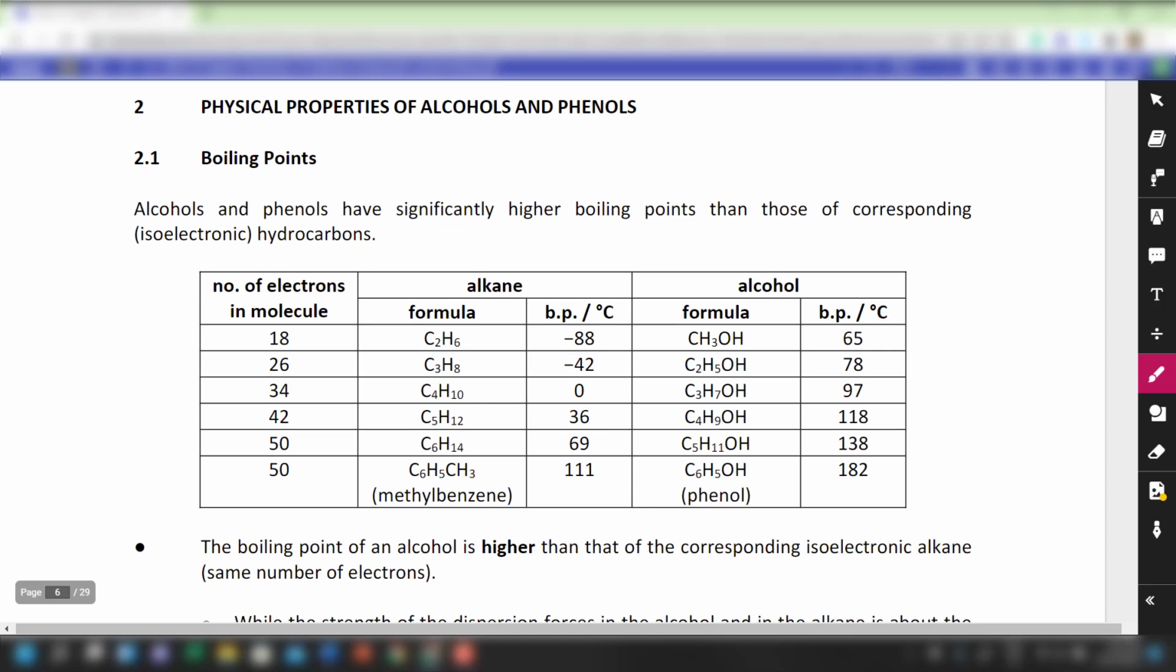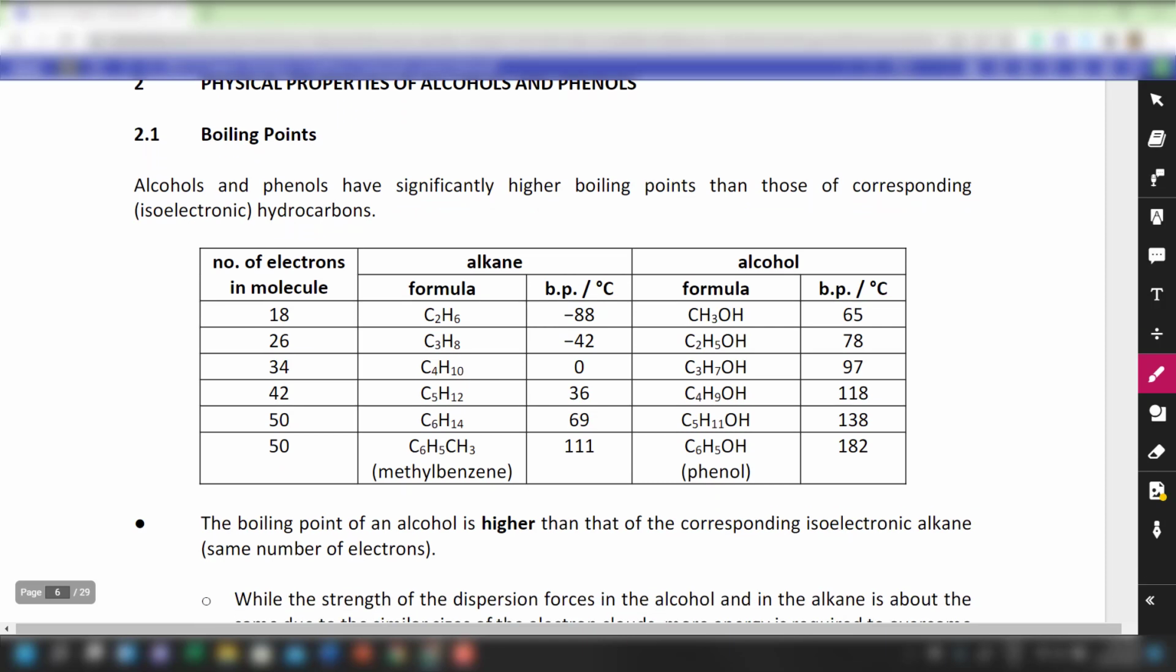Basically, if you compare the alkane and the alcohol side by side, for example with one carbon, we have methanol. Methanol has 18 electrons in the molecule, which is quite similar to that of ethane. You realize that the difference in boiling point is very, very large. Ethane has a boiling point of negative 80 degrees Celsius, whereas methanol is 65 degrees Celsius. Then propane is minus 42 degrees Celsius, but ethanol is 78 degrees Celsius.